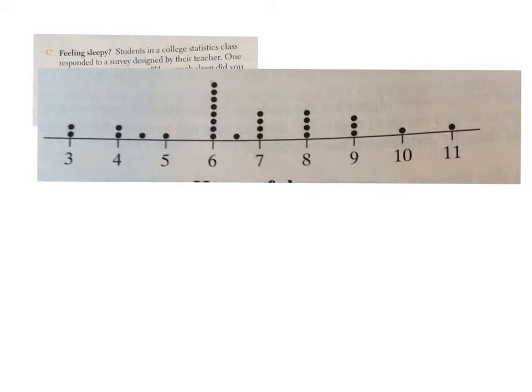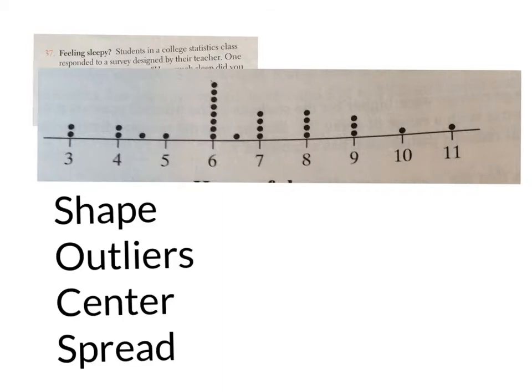So there's shape, outliers, center, and spread. So shape might be, is it uniform? Is it symmetric? Now, in statistics, a lot of times we never commit to anything, so we just say things like about, sort of, approximately. So we would say, this is sort of symmetric, that kind of thing.